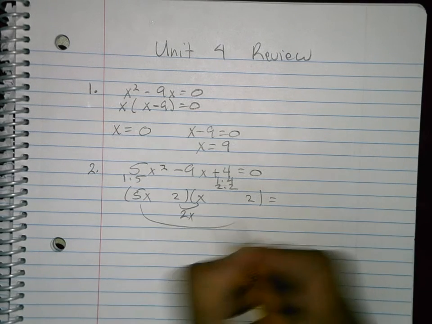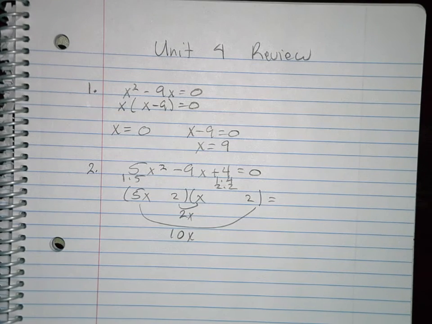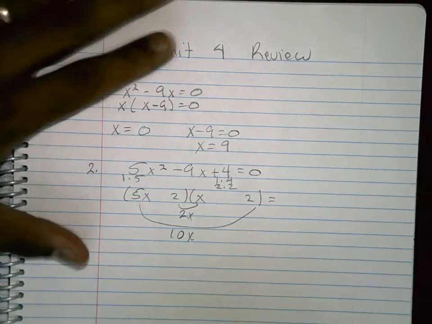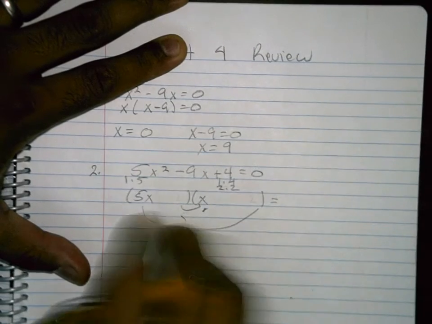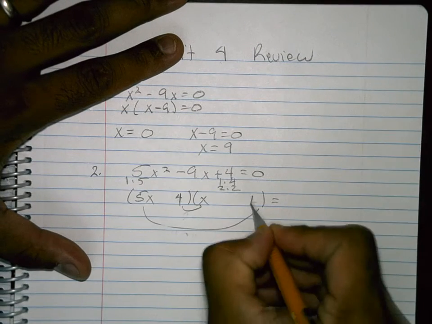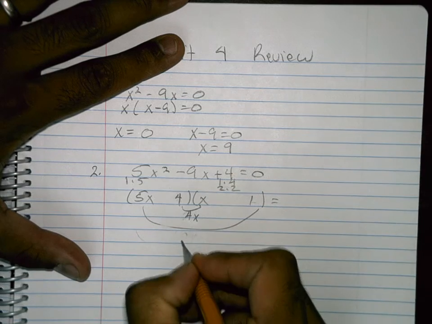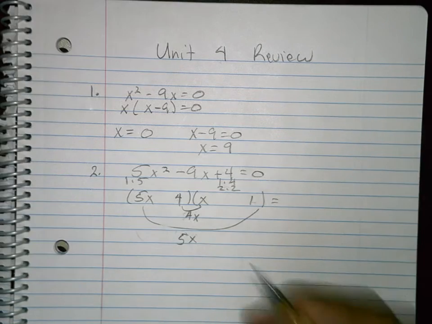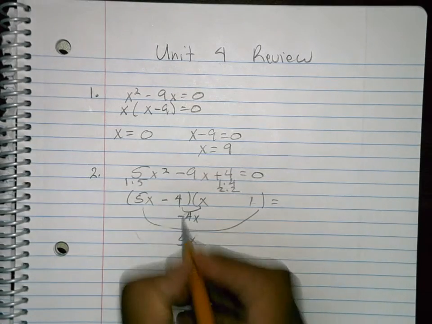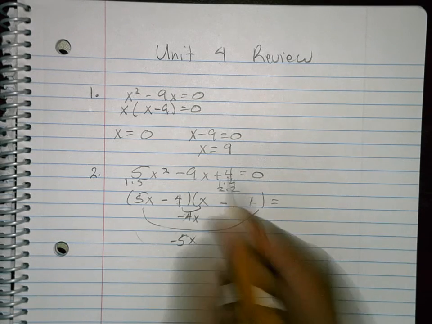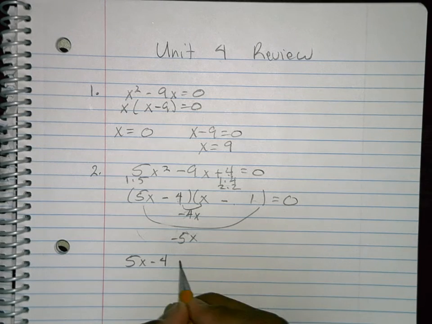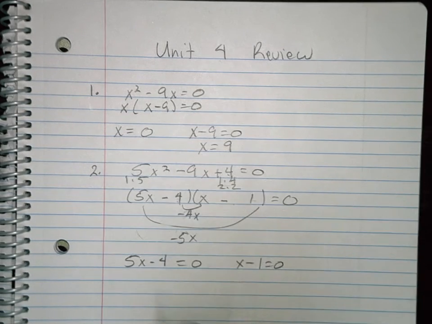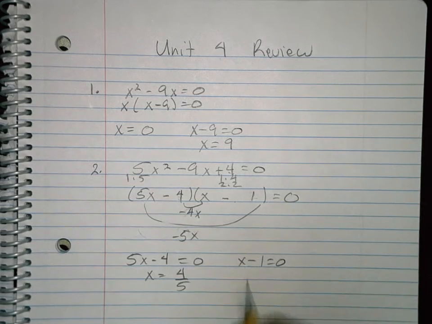So we get 2x and 10x, and that's not going to get us to 9. Okay, so I'm going to go ahead and try 4 and 1, and that gives us 4x and 5x. That can get us to negative 9 if both of these are negative, and a negative times a negative is a positive, so that'll work. So then I take those two and set those equal to 0. Then x equals 4/5 and x equals positive 1.